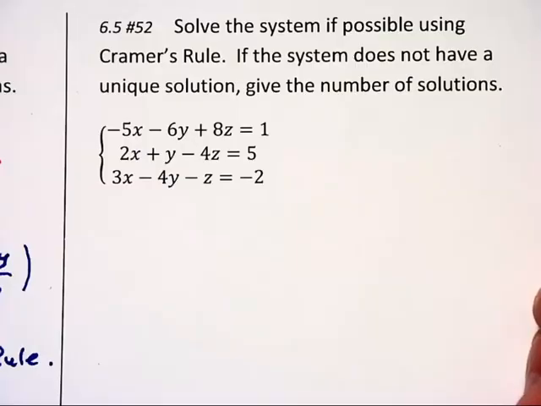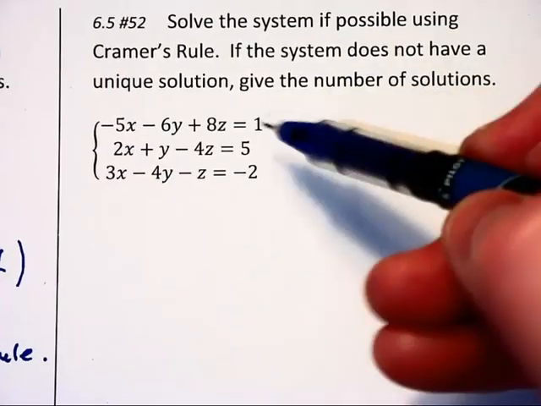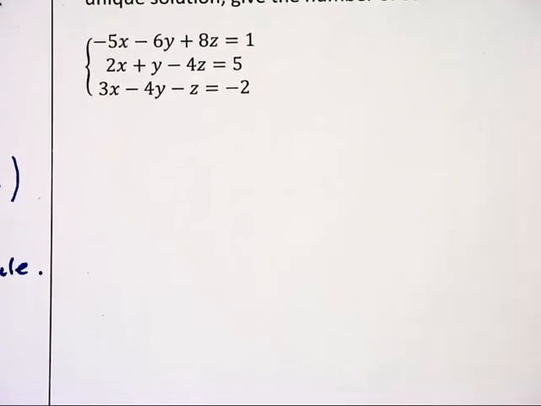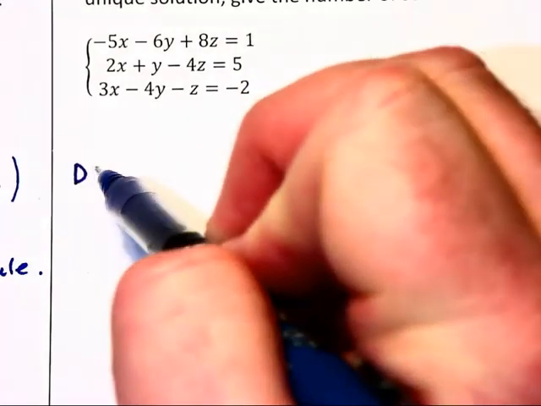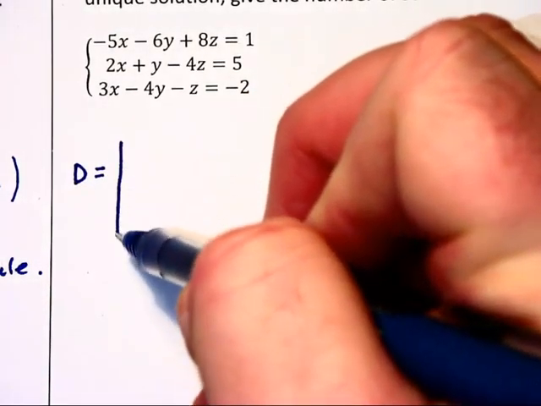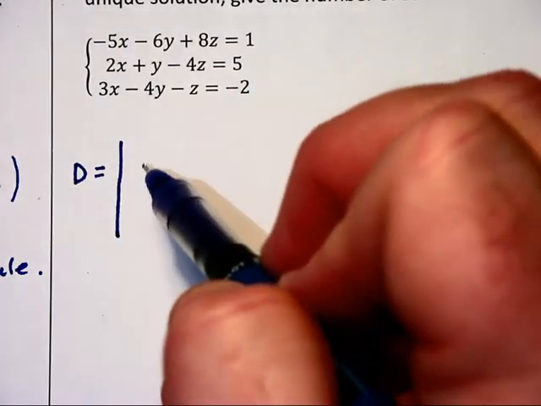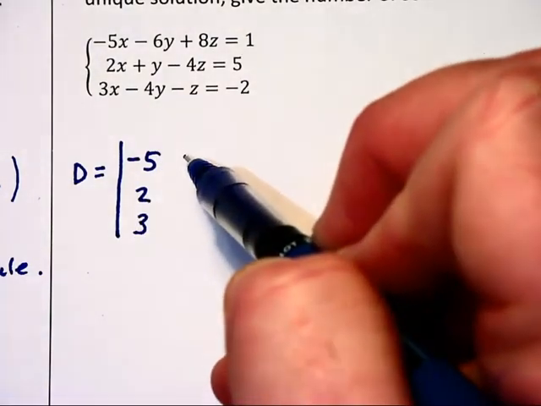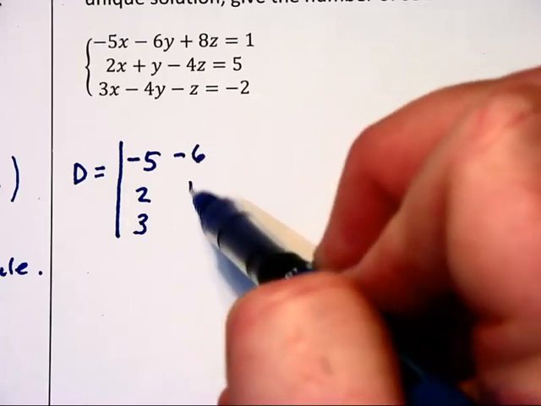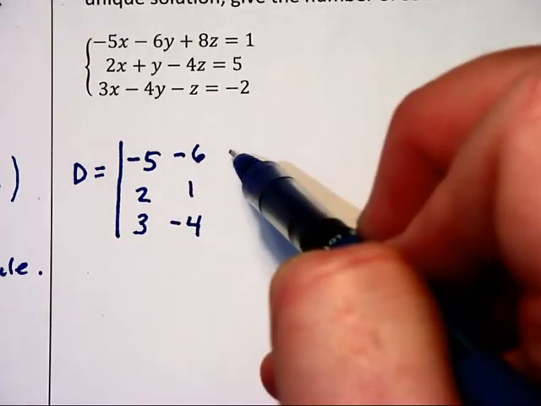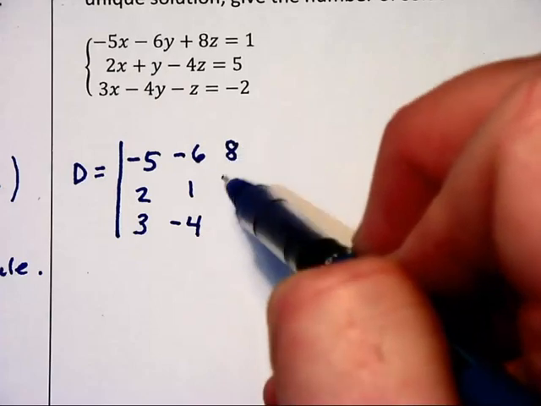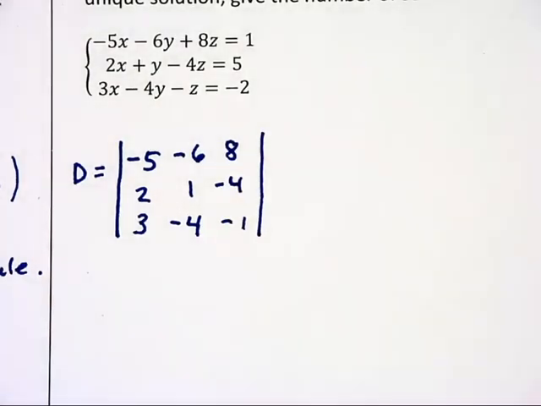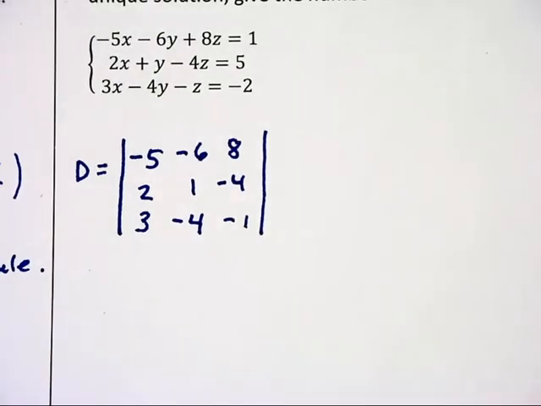Okay, again, let's use Cramer's rule. Everything appears to be in nice, neat, standard form. So we need to start by looking at determinant D, which has the coefficients of all the numbers to the left of the equal sign. So reading down columns, we have -5, 2, and 3, followed by -6, 1, and -4. And the Z column gives me 8, -4, and -1. I always do this first because I want to make sure D isn't 0.